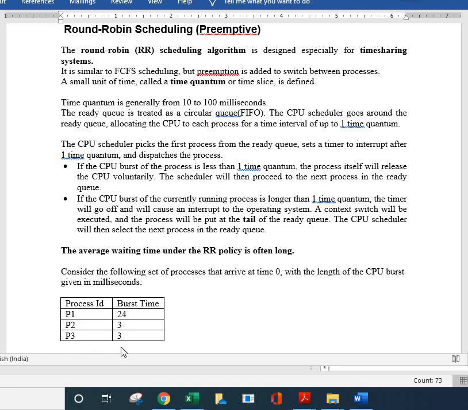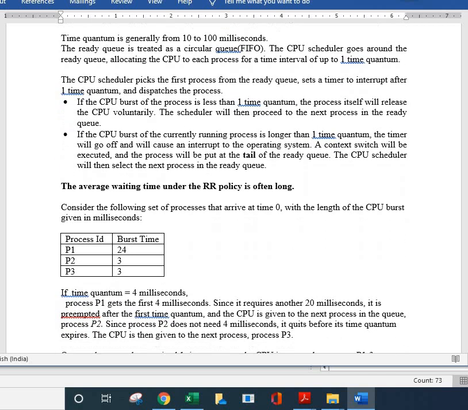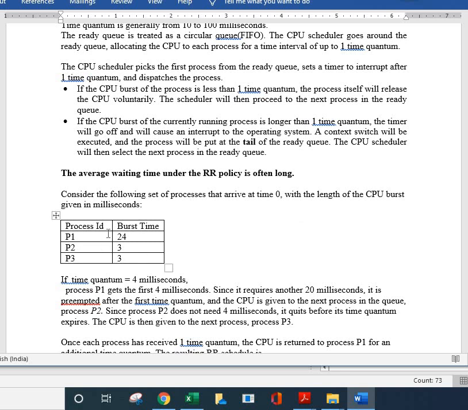If you consider the processes, let us consider this set of processes P1, P2 and P3, and their burst times are 24, 3 and 3. And let us consider a time slice of 4 milliseconds here. According to this burst time, P1 has a burst time of 24 milliseconds. We'll consider that all three processes have arrived at the same time, so at time 0 itself.